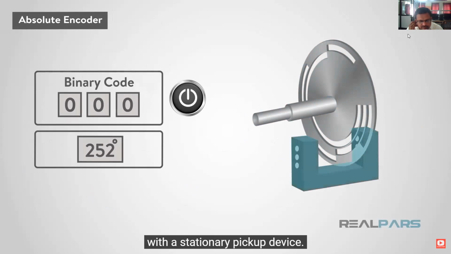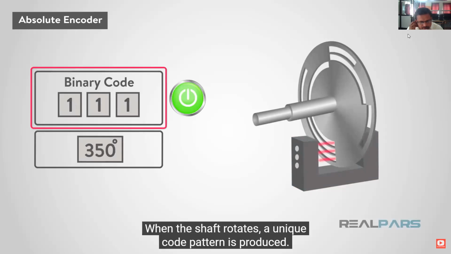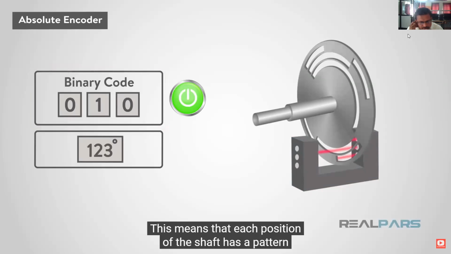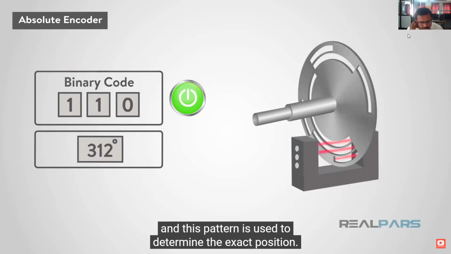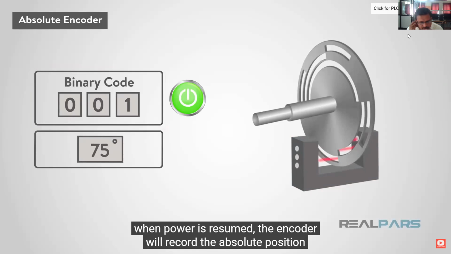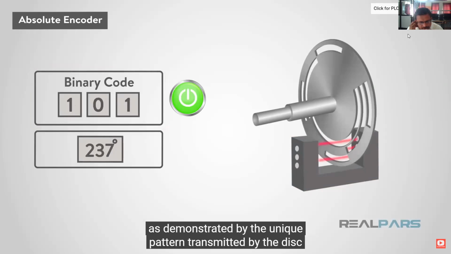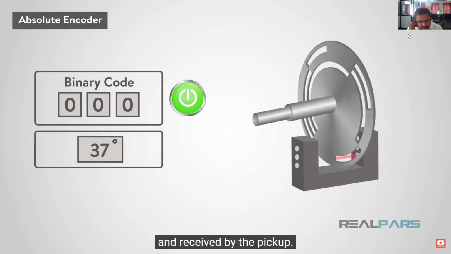In a rotary absolute measurement type encoder, a slotted disc on a shaft is used in conjunction with a stationary pickup device. When the shaft rotates, a unique code pattern is produced. This means that each position of the shaft has a pattern, and this pattern is used to determine the exact position. If the power to the encoder was lost and the shaft was rotated, when power is resumed, the encoder will record the absolute position as demonstrated by the unique pattern transmitted by the disc and received by the pickup.